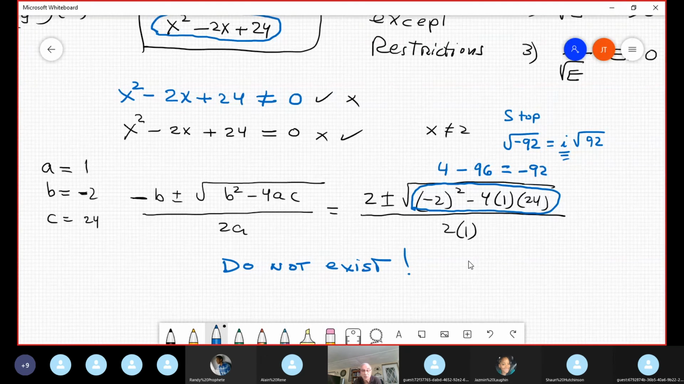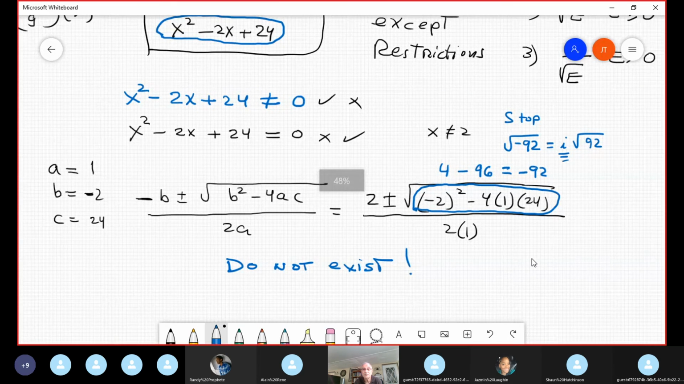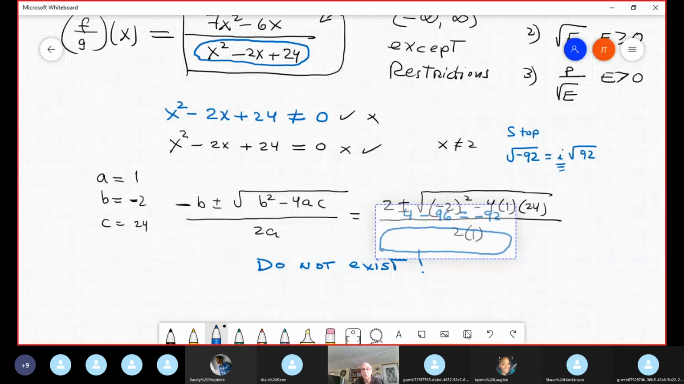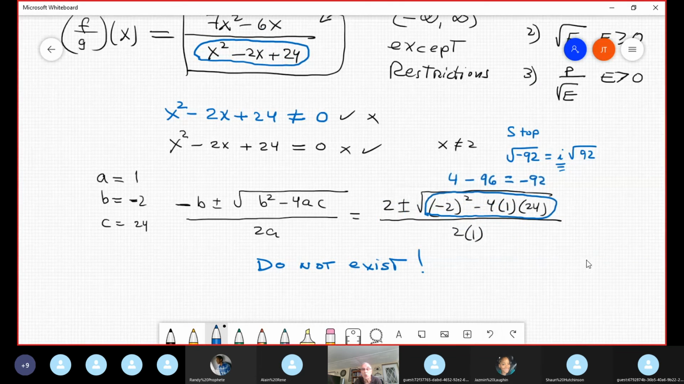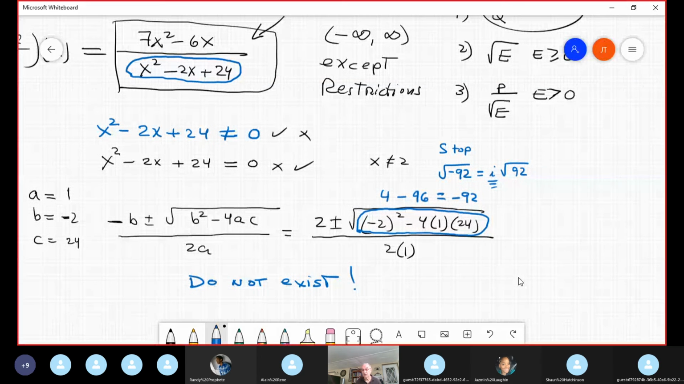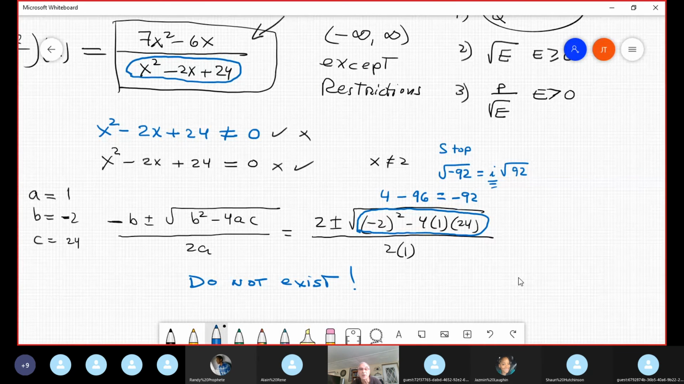Okay, professor, so what is the answer? Well, the answer is, I come back to the beginning, look. The beginning said that the agreement was that the domain is all real numbers except the restriction. But the restriction does not exist. Therefore, what is the domain for this combination of the functions? All real numbers.